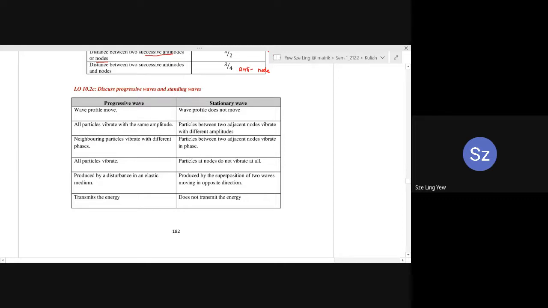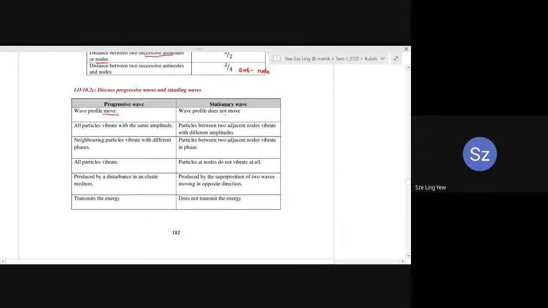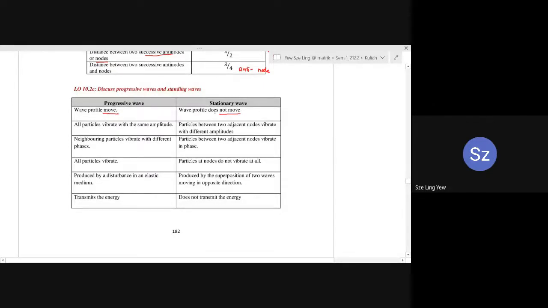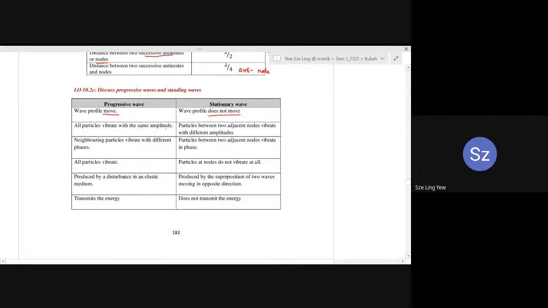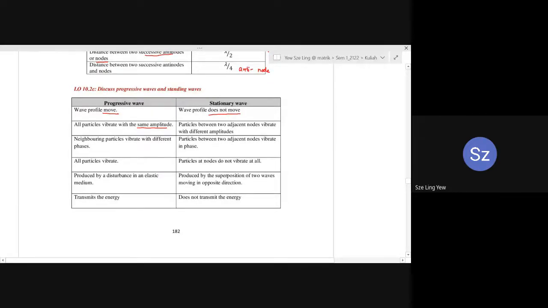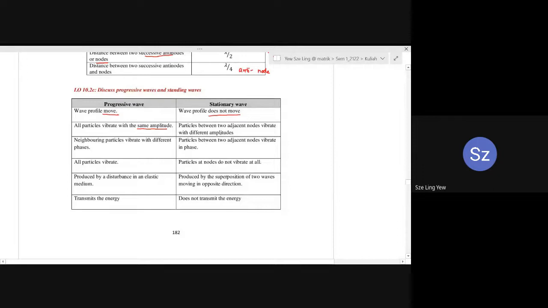Okay, now let's go to this table. This table sums up everything in 10.1 and 10.2. It tells you the difference between a progressive wave and a stationary wave. Progressive wave, it moves. All right, the whole wave profile, meaning the line, keeps moving. And then for stationary wave, the wave profile does not move. And then in a progressive wave, all particles vibrate with the same amplitude. What does it mean? Why for stationary wave do they all vibrate with different amplitudes?